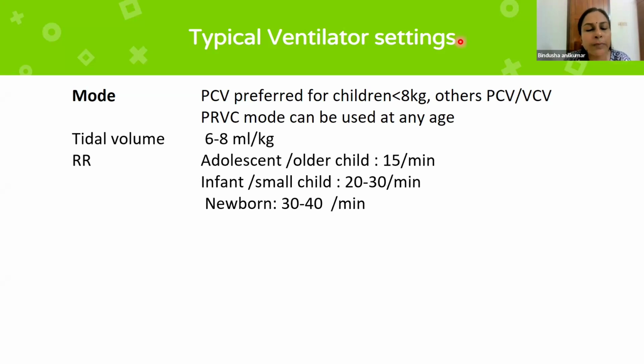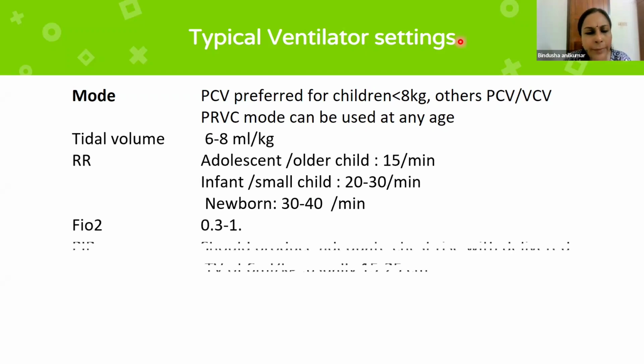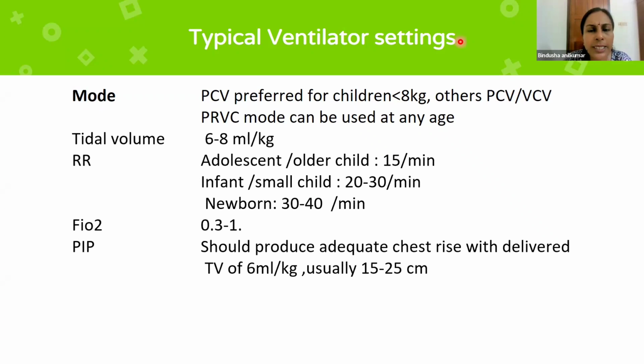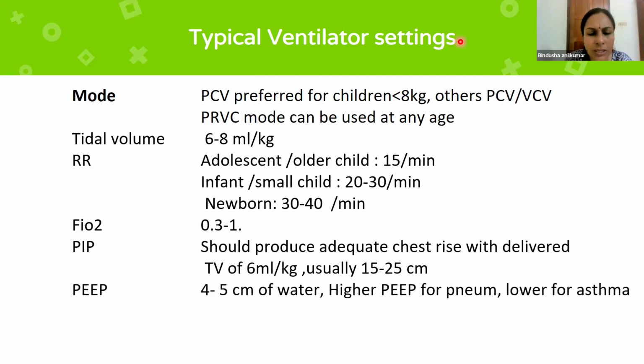Respiratory rate, age appropriate respiratory rate. FiO2, we will start at 1 and rapidly decrease to 0.6. Then, depending upon the saturations, we will keep the FiO2. PEEP, there is no fixed value for PEEP. It should give an adequate chest rise and deliver a tidal volume of at least 6 ml per kg. Usually, it will be somewhere around 15 to 16 centimeters of water.